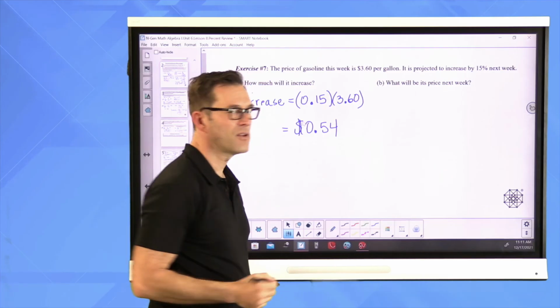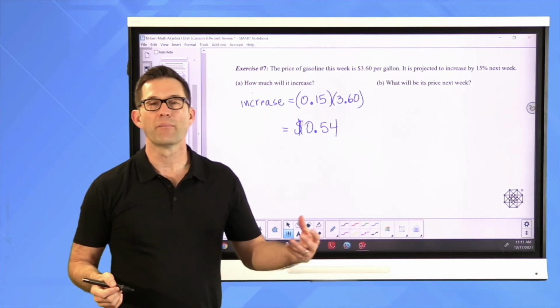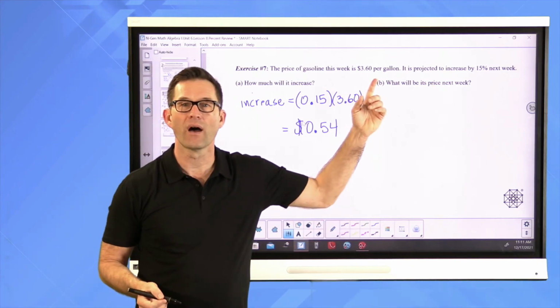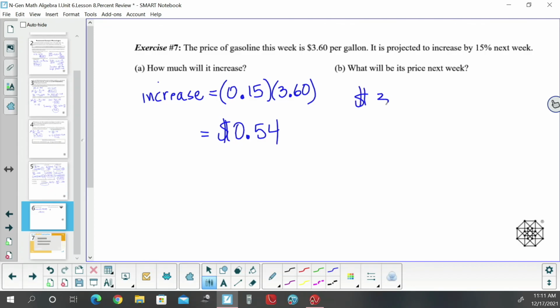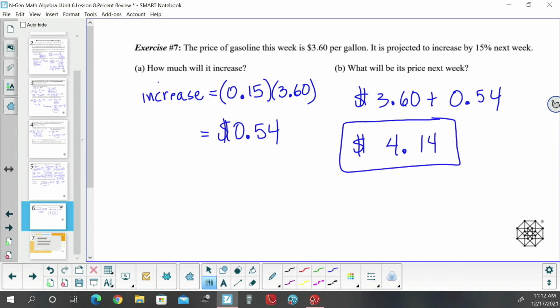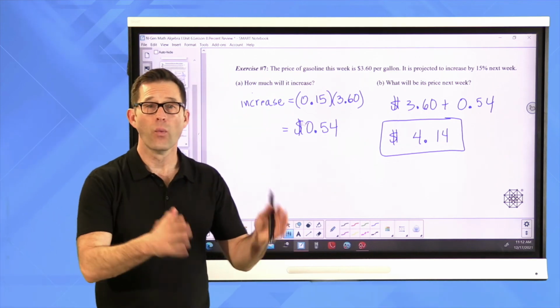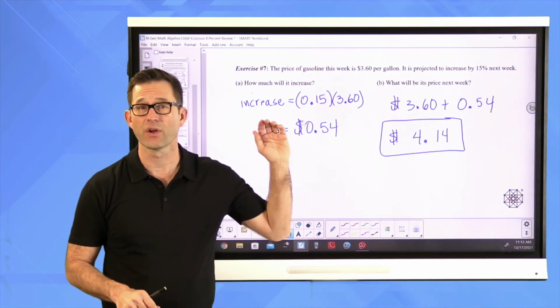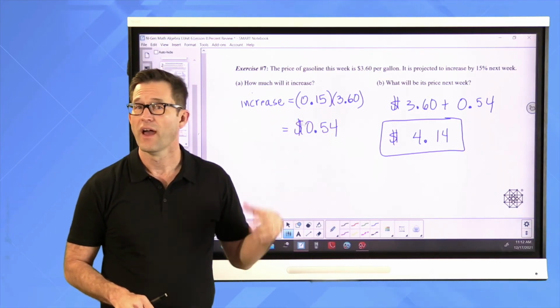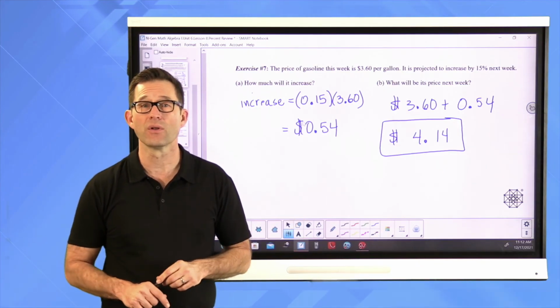But that's just the increase. If I actually want to know what my price is next week, then I'm going to take my $3.60 per gallon and add 54 cents to it. That's easy enough. So it's going to be 360 plus 0.54, and I'm pretty sure that's going to be $4.14. All right, easy enough, right? If I'm told where I start and what percent I either increase or decrease, it's easy enough to just figure out using that decimal multiplication and then add it to the original or subtract it from the original to get my final amount.